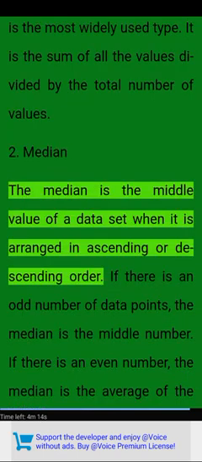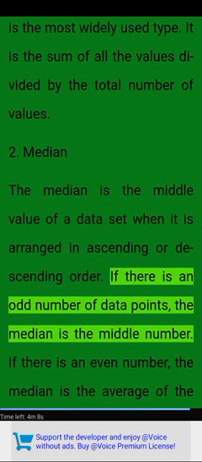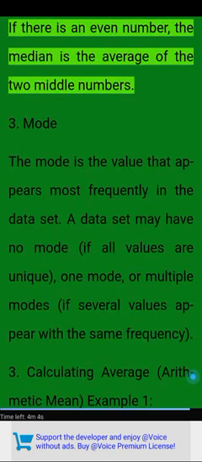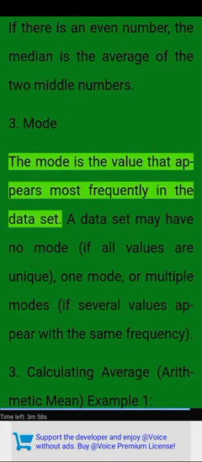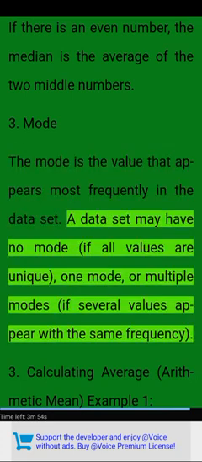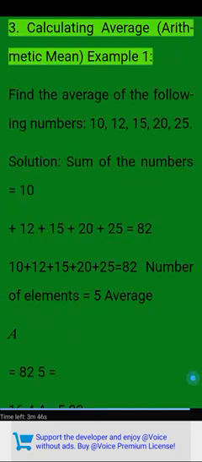2. Median. The median is the middle value of a dataset when it is arranged in ascending or descending order. If there is an odd number of data points, the median is the middle number. If there is an even number, the median is the average of the two middle numbers. 3. Mode. The mode is the value that appears most frequently in the dataset. A dataset may have no mode if all values are unique, one mode, or multiple modes if several values appear with the same frequency.